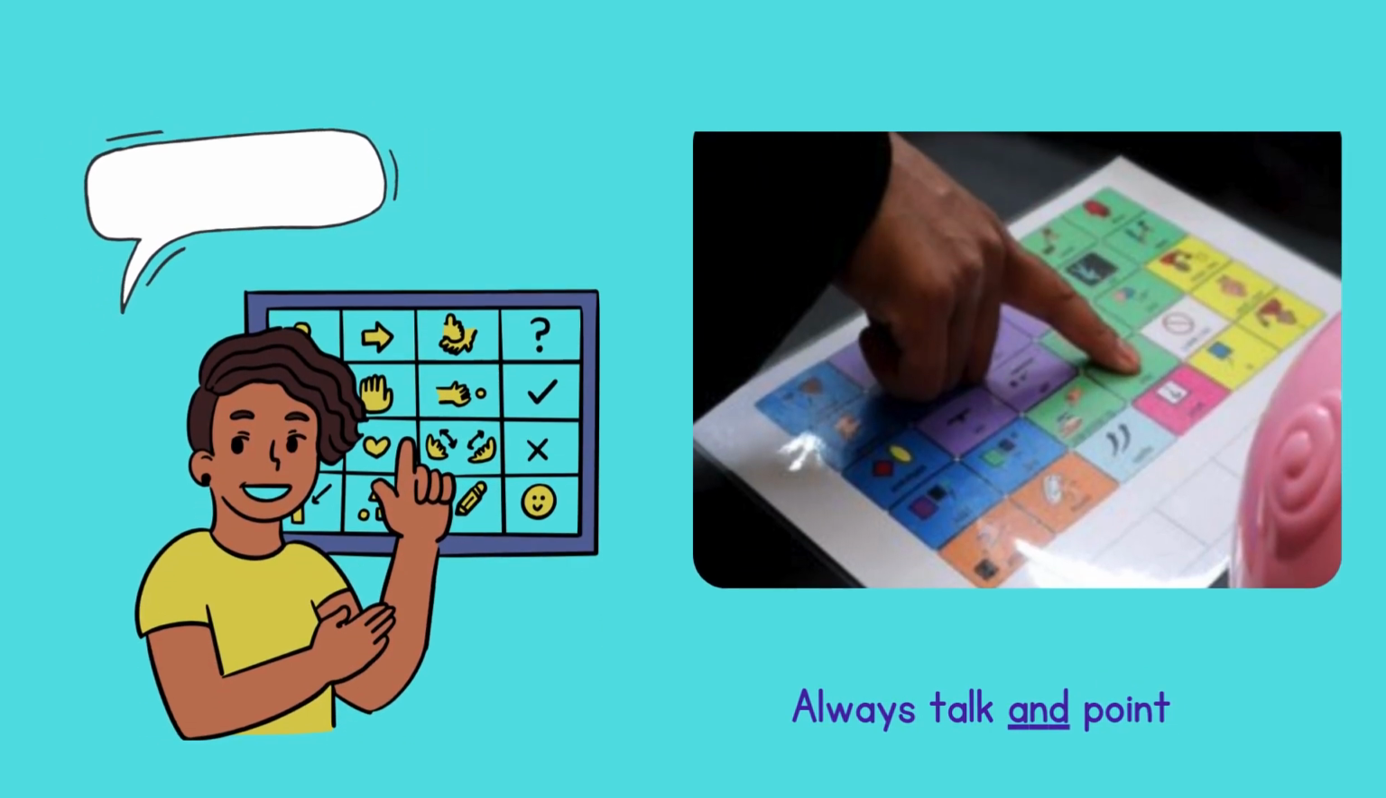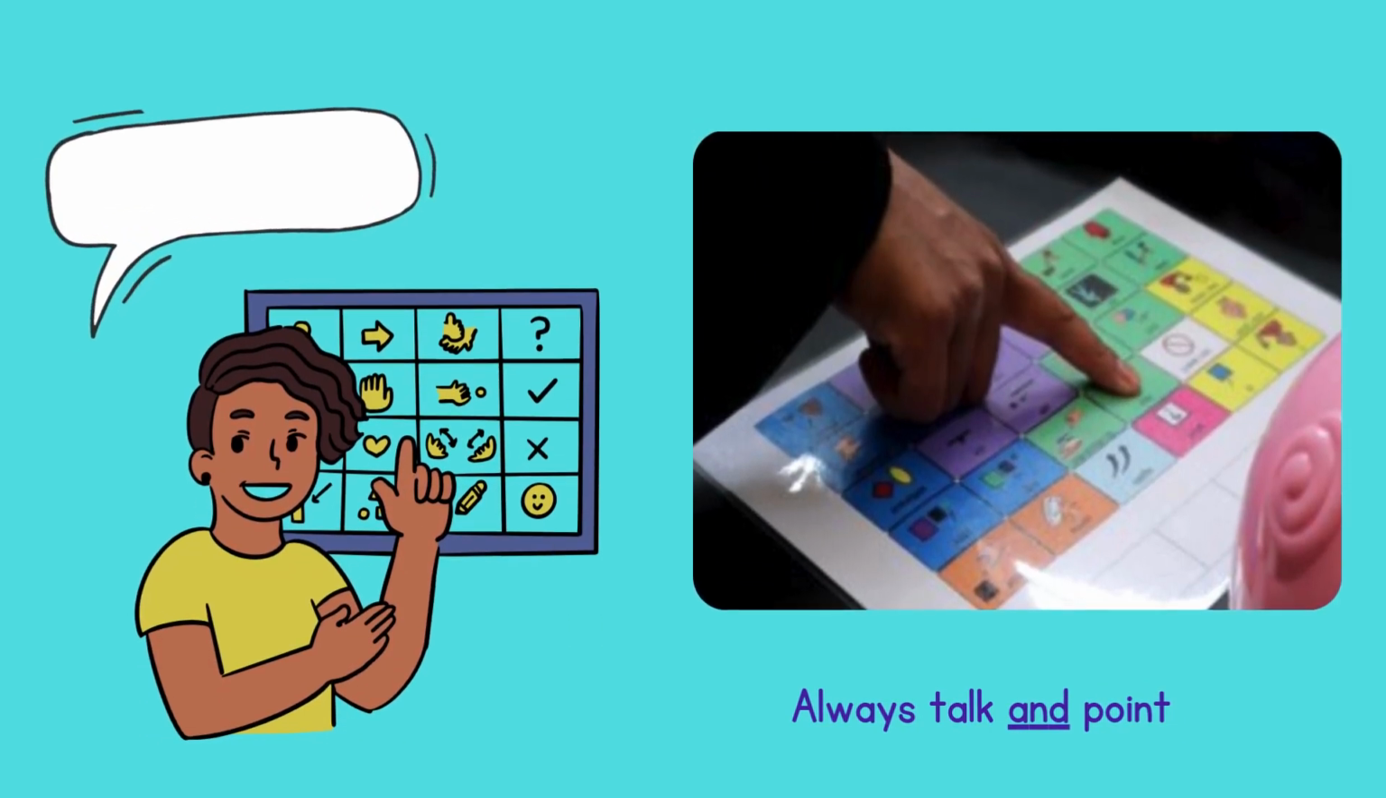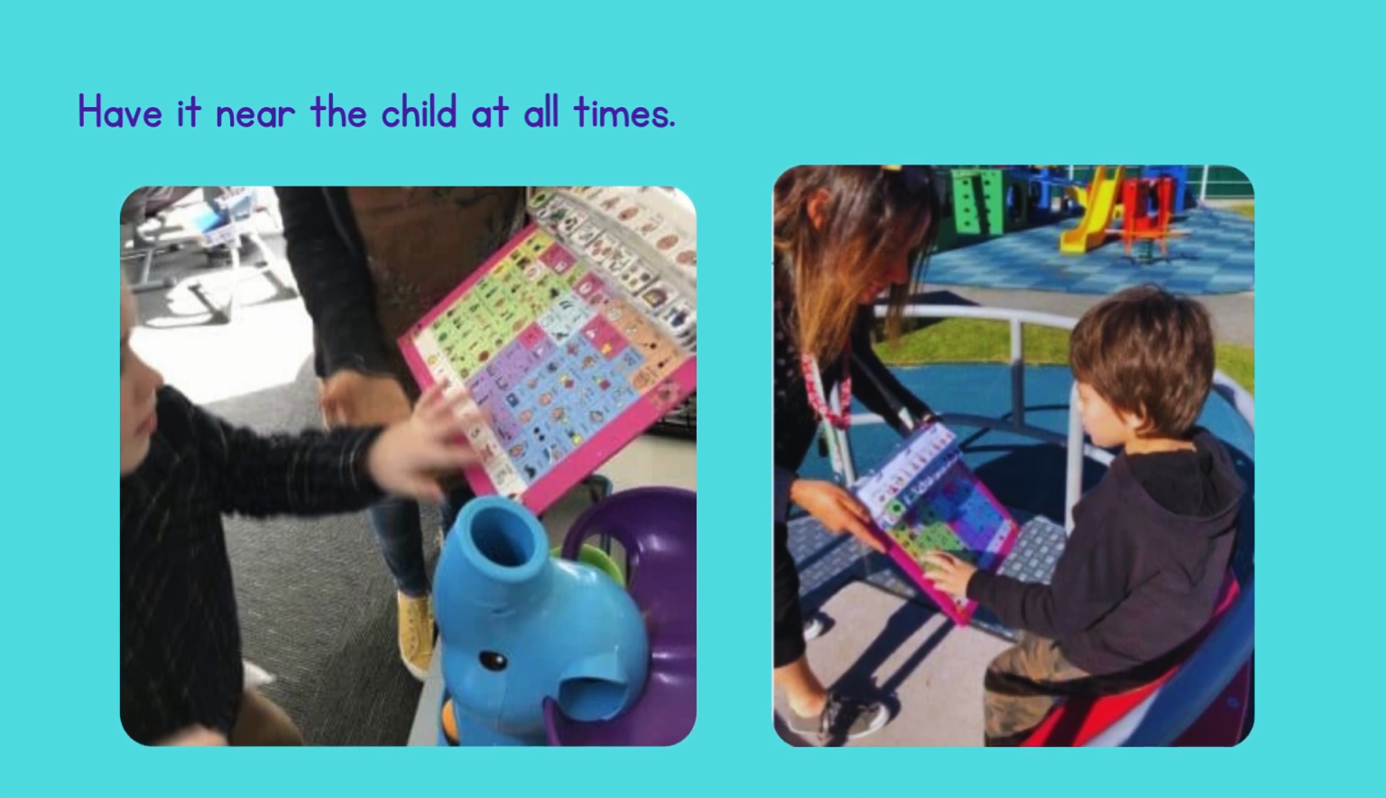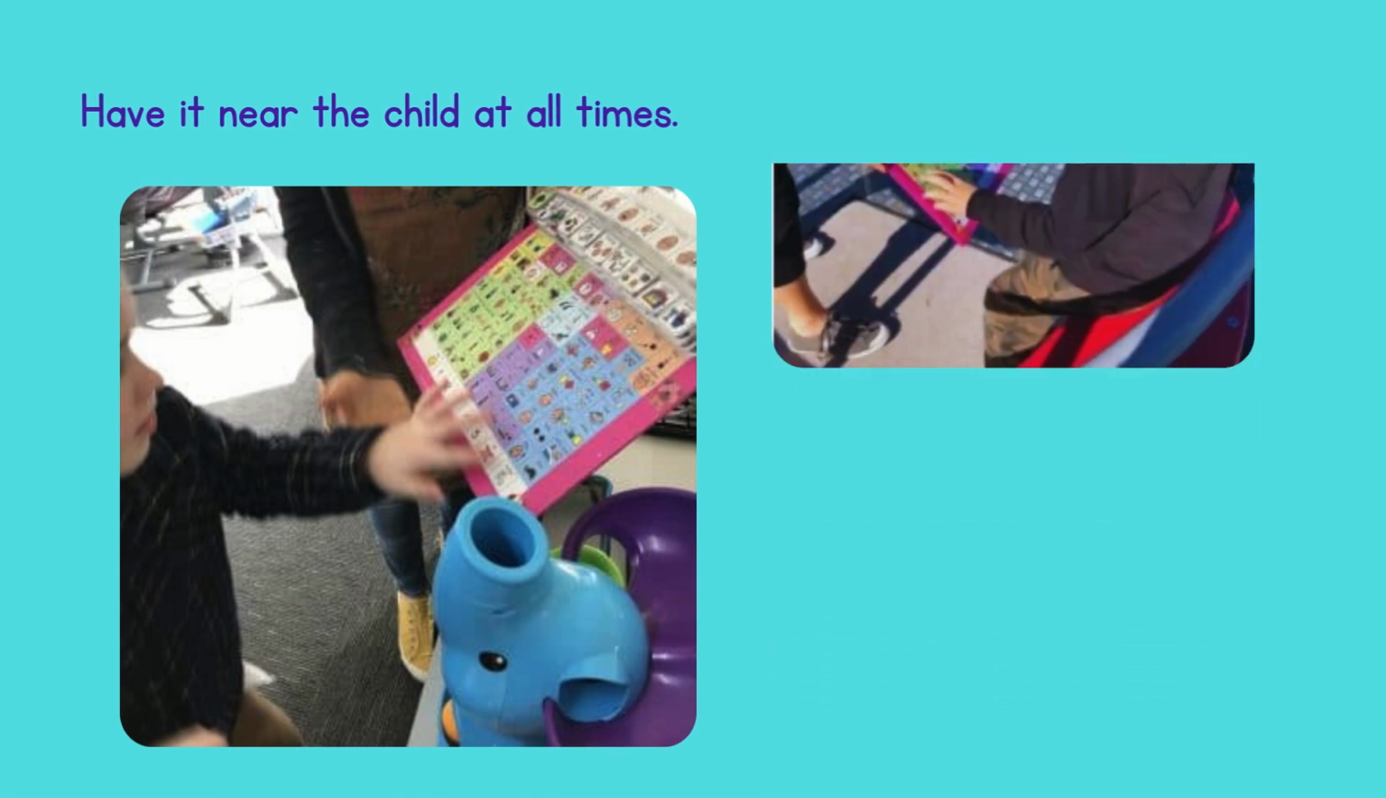Always talk and point to symbols at the same time. When beginning to use a core vocabulary board, start by having it near the child at all times. It's the child's voice and therefore needs to be with the child, not on top of the cupboard.